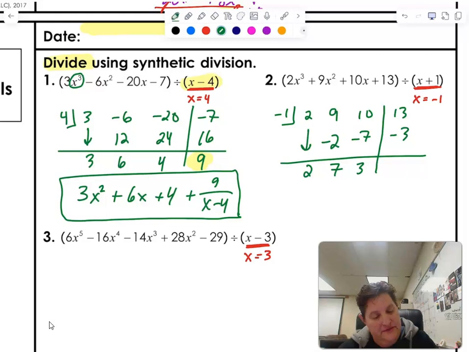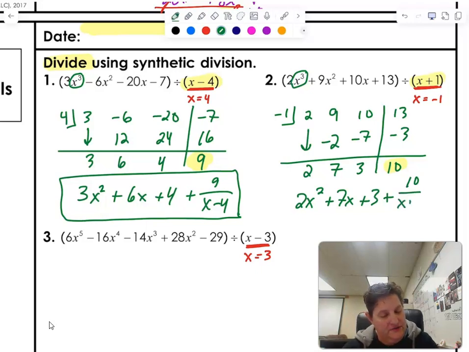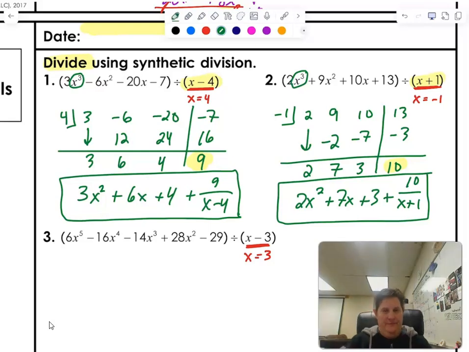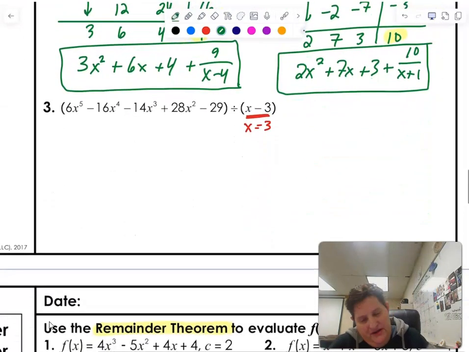3 times negative 1 is negative 3. Add those together, that's 10. Again, this was an x to the third, so this is going to be 2x squared plus 7x plus 3, and then the remainder over the thing we were dividing by, 10 over x plus 1.